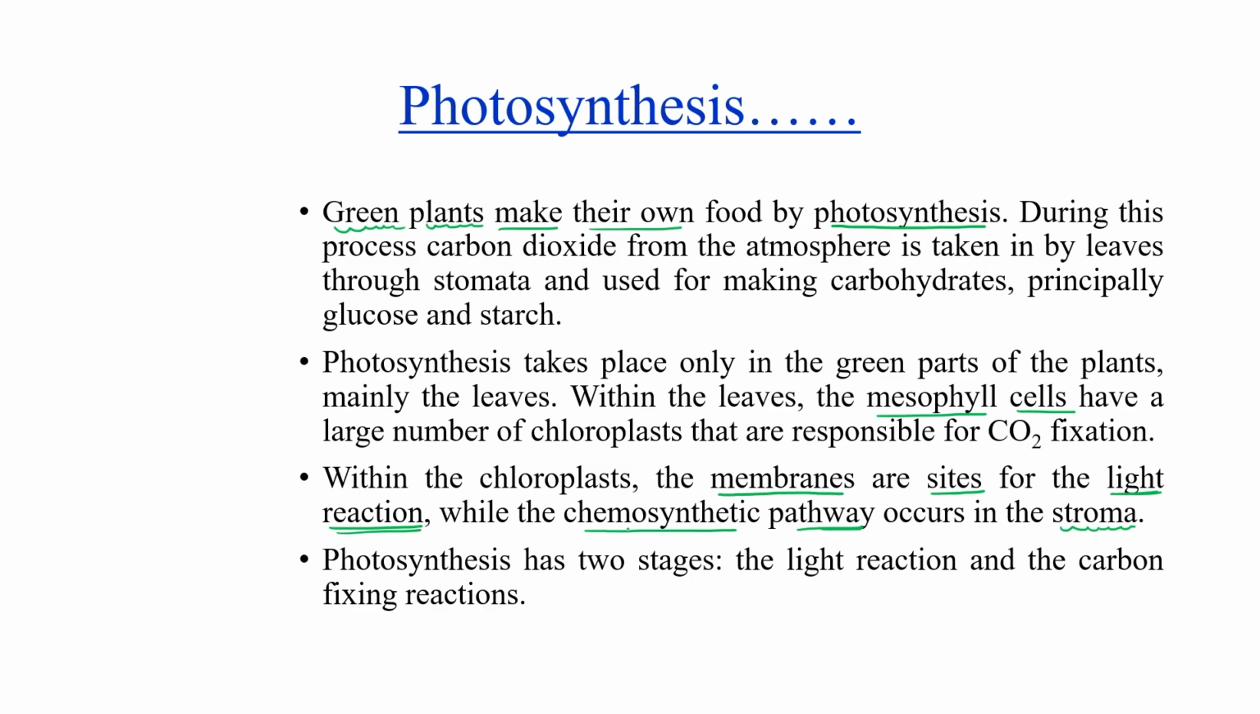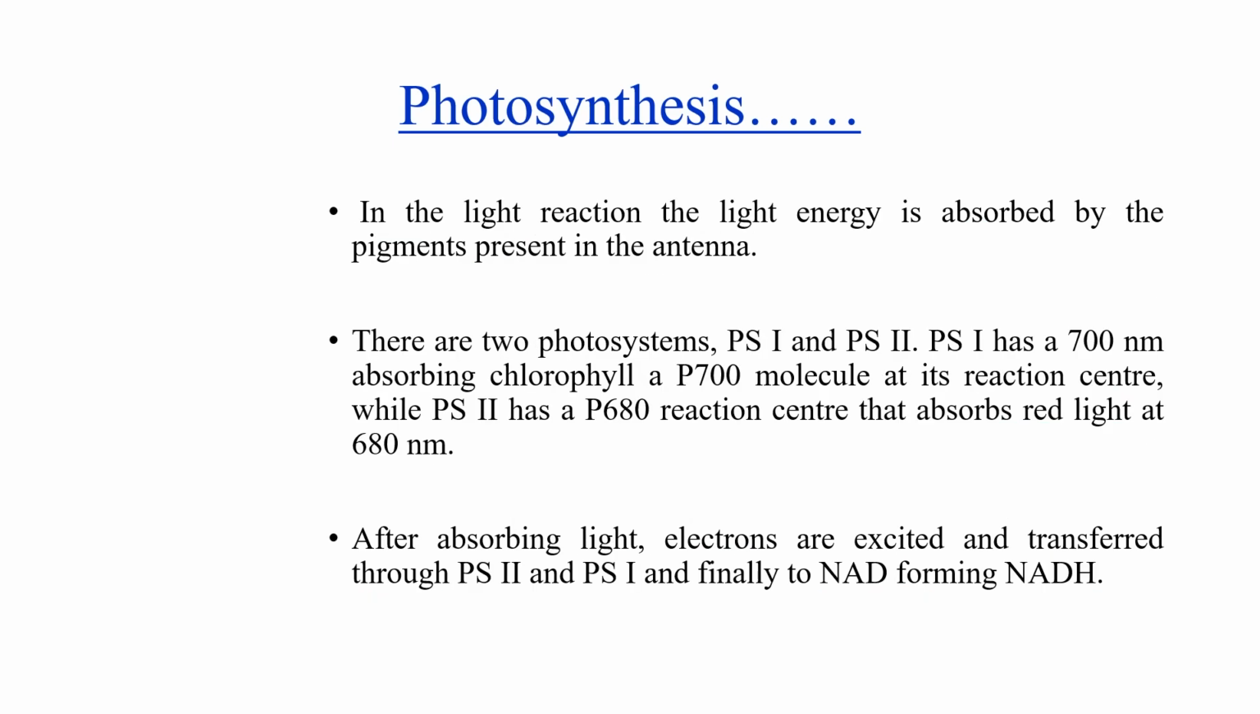Photosynthesis, as you know, has two reaction types. First is light reaction and second is carbon fixing reaction or dark reaction. In the light reaction, light energy is absorbed by the pigments P700 and P680. These pigments are present in the antenna, and there are two types of photosystem involved: one is known as PS1, another is PS2.